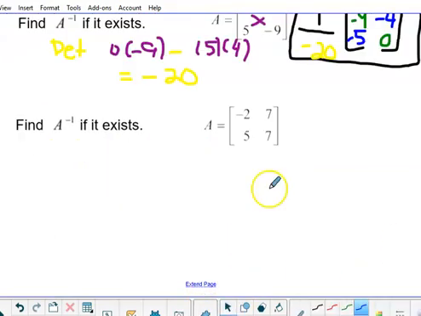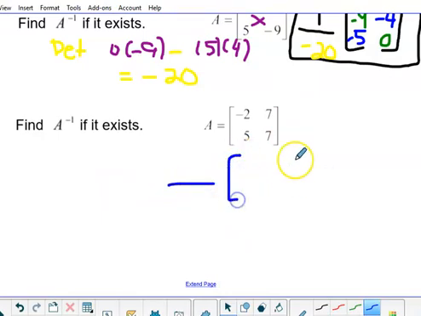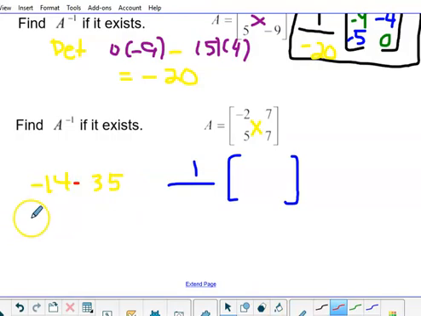One more example. What the heck? So I'm going to set it up ahead of time. I'll put 1 over. So again, downs. So this becomes negative 14. Ups is 35. And if we subtract the two, negative 14 minus 35 is negative 49. So this becomes negative 49.